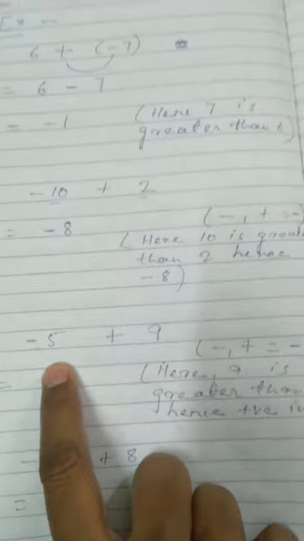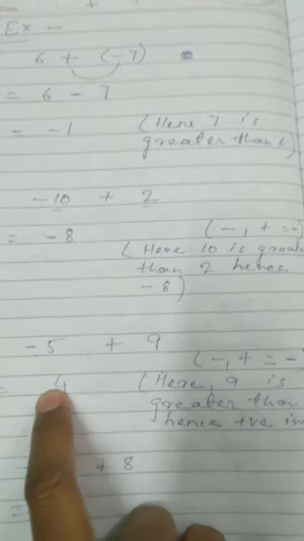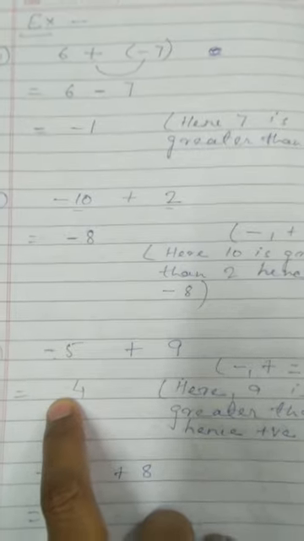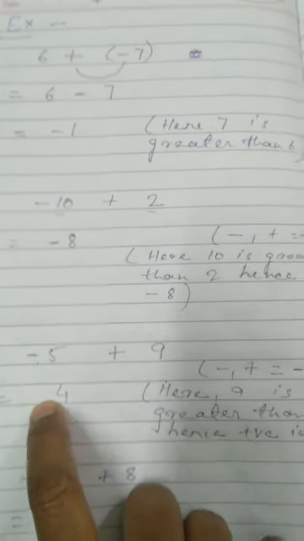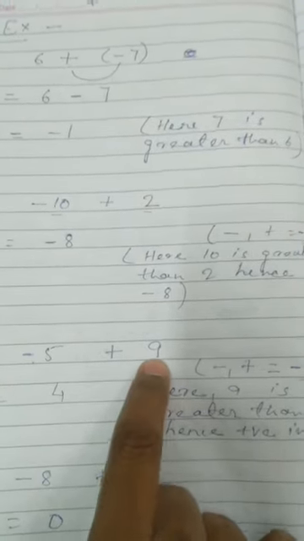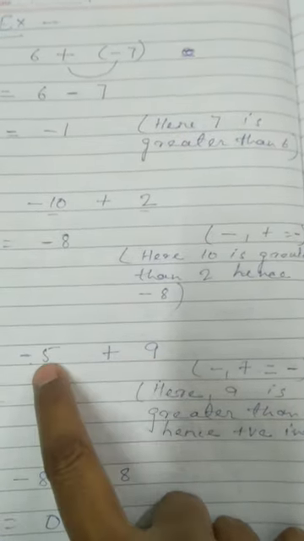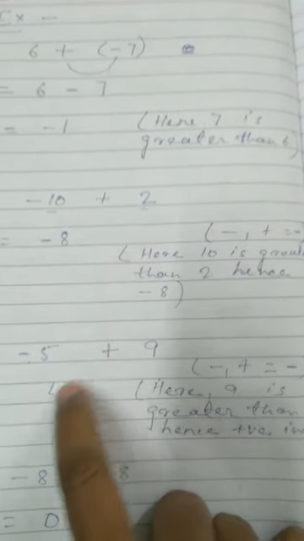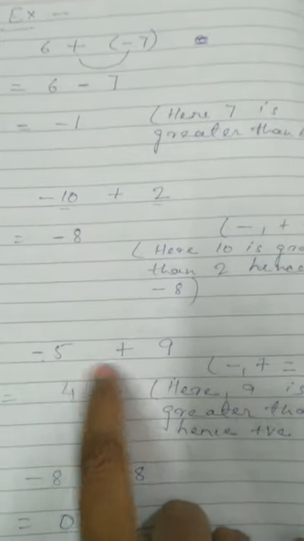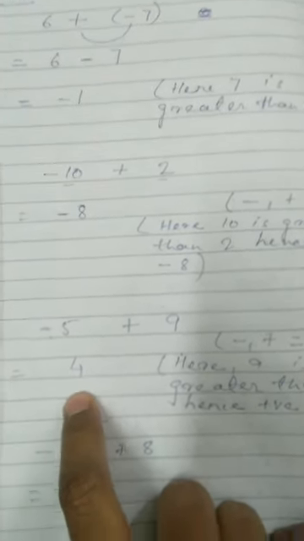In this example, minus 5 plus 9. For this, we have to look here for the sign. Here no sign is given, that's why we assume that this is positive. We have to look at which number is greater, either 5 or 9. Since 9 is greater than 5 and its sign is positive, that's why we write here positive. And for calculation, minus plus minus. That's why 9 minus 5 is 4.